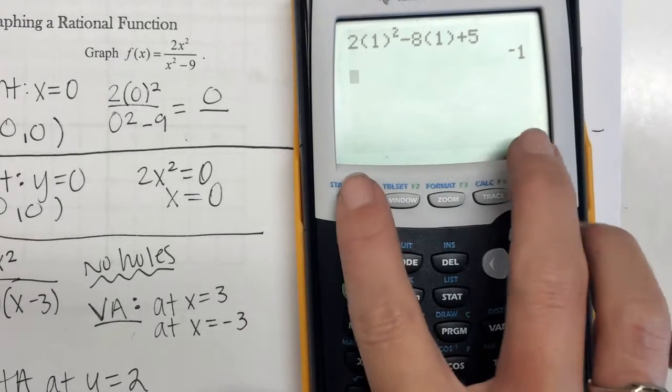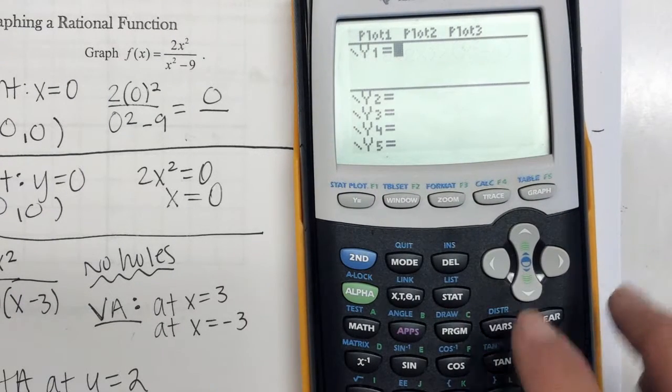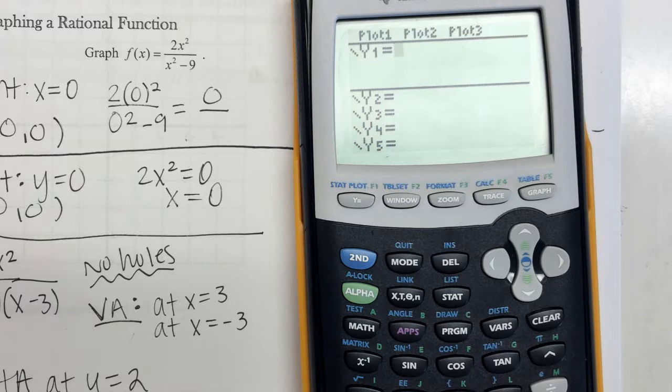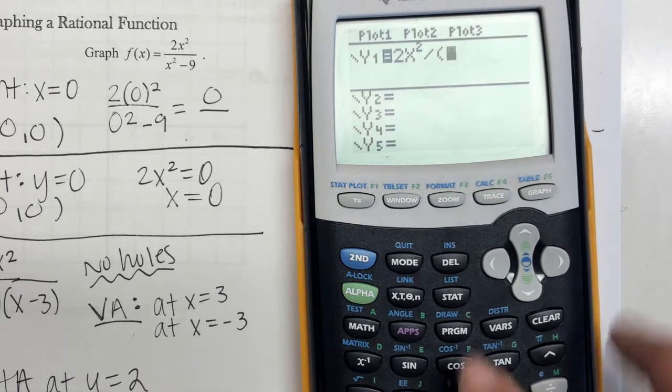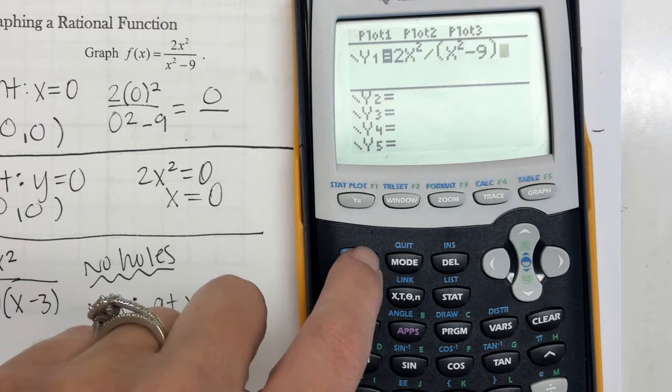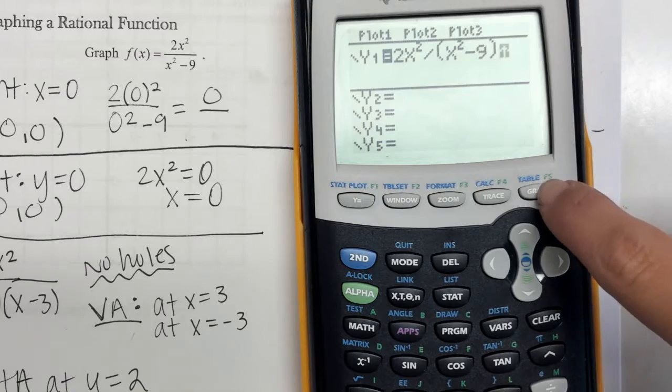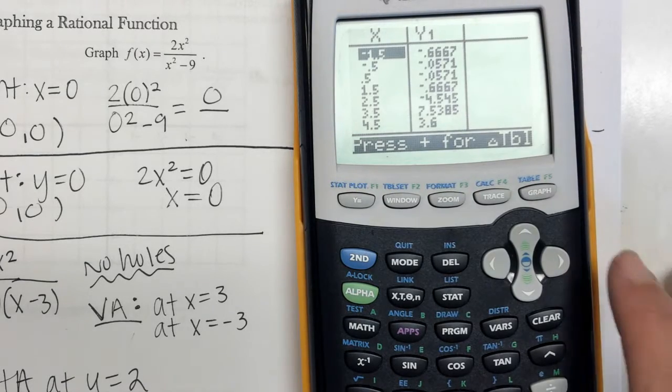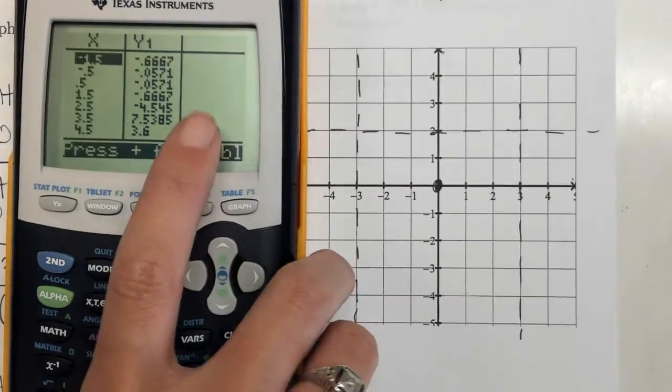Hit y equals and clear this out. Now, you don't have to put 2x squared in parentheses. You can type that in. But when you do divided by, it's a binomial on bottom, so you'll need to put it in parentheses. X squared minus sign. And I'm going to give y'all time to type that in first, then I'll tell you what to do from there. Everybody good? Go to second, this button right here, and then table, this button right here. And we can just look at these to graph some points, okay?